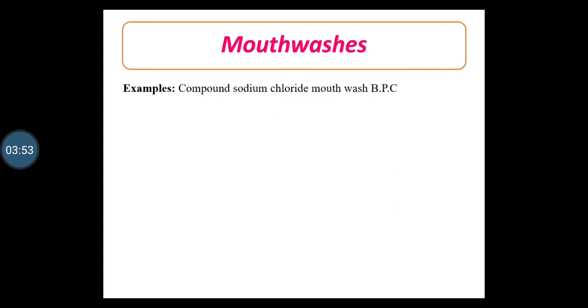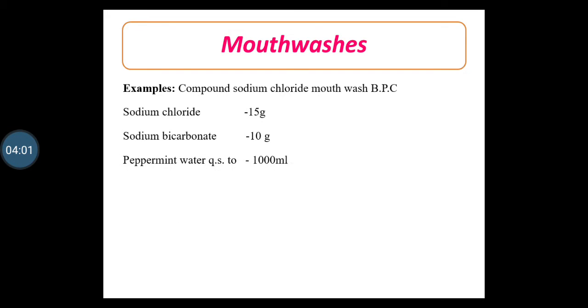Compound sodium chloride mouthwash BPC. It consists of sodium chloride 15 gram, potassium bicarbonate 10 gram, and peppermint water QS to 1000 ml. Peppermint water is an aromatic water which is used as vehicle as well as flavoring agent in this preparation.